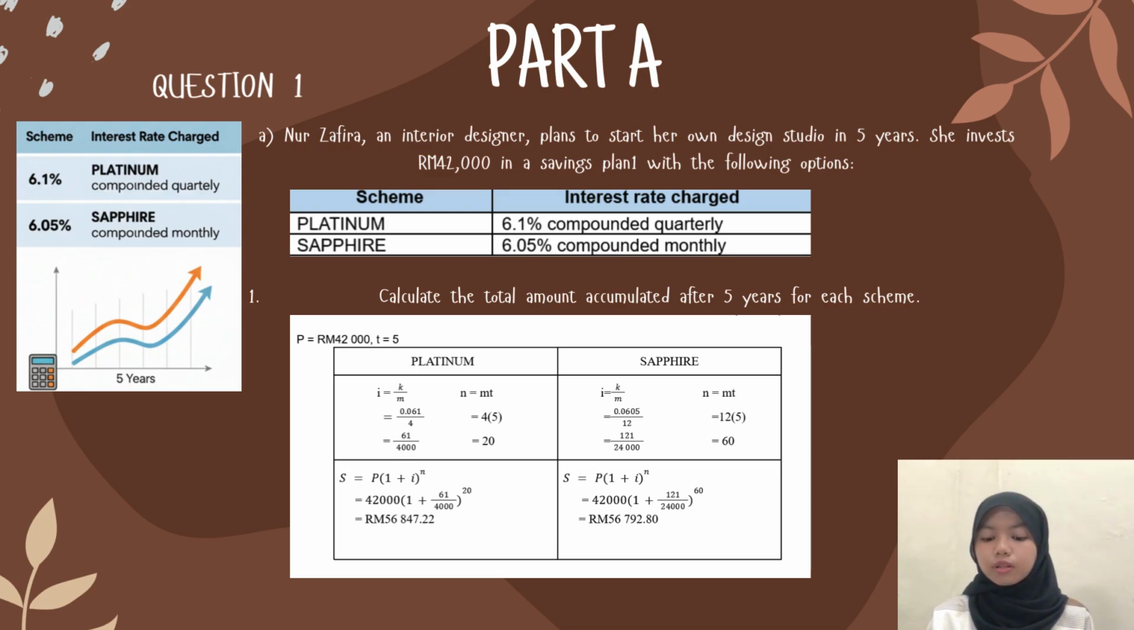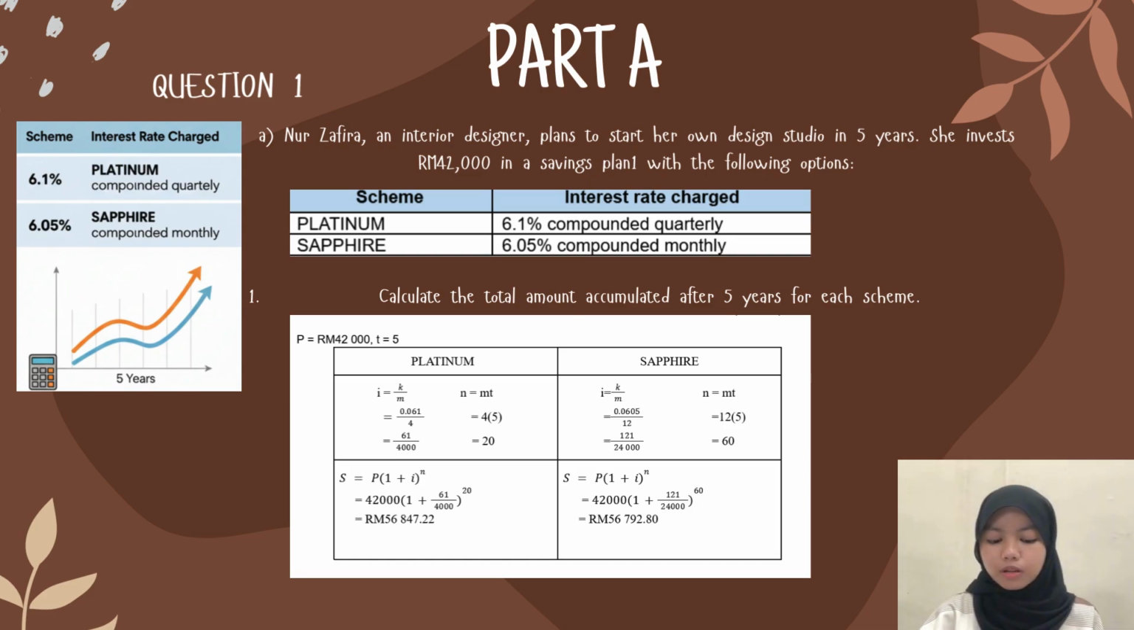And next we need to find the N. N equals M times T. Like usual, we substitute the numbers into the formula. 4 times 5 and we get N equals 20 for platinum. And for sapphire, N equals 12 times 5 and we get N equals 60 for sapphire. So let's proceed to solve our question.